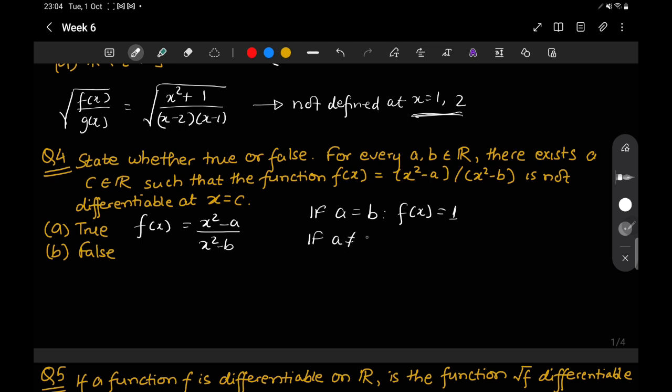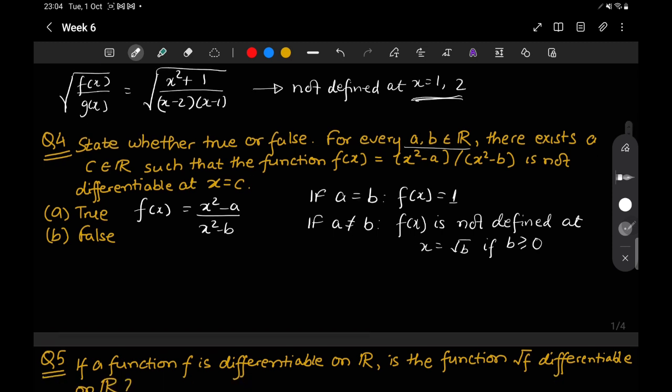If a is not equal to b, then we know that f(x) is not defined at x equals root b, provided b is greater than or equal to 0. If b is less than 0, then this is not valid. Then f(x) is indeed defined at all points. Square root for negative numbers is not a real number, and we are looking at real numbers.